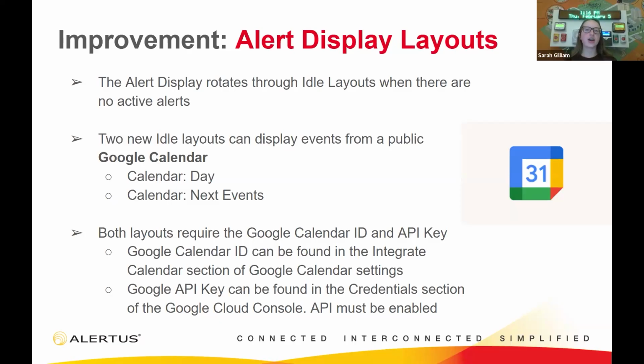To utilize either of these new calendar layouts, you will need to provide both the Google Calendar ID and the API key. The Google Calendar ID can be found within the Integrate Calendar section of your Google Calendar settings, and the Google API key is available in the Credentials section of the Google Cloud Console, where the API must also be enabled.